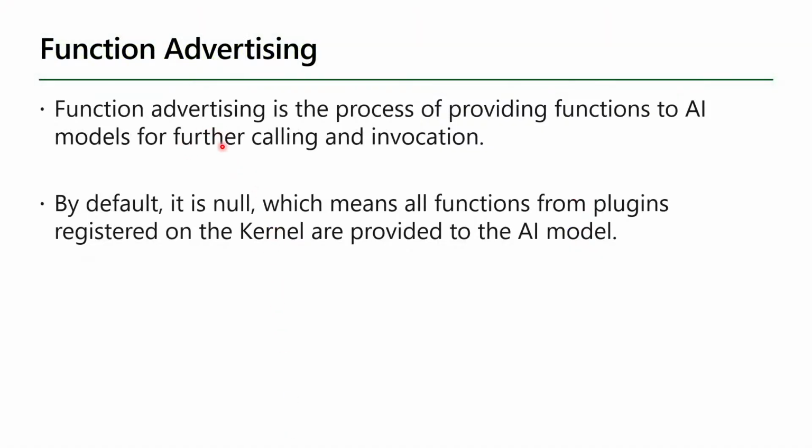Function advertising is the process of providing functions to AI models for further calling and invocation. All three methods that I showed you can take the list of functions as a parameter, so you can advertise them to the AI. By default, it's null. You don't need to give anything. It means that all the functions in the plugin which you registered and which have the kernel function attribute are automatically advertised. You don't need to do anything.